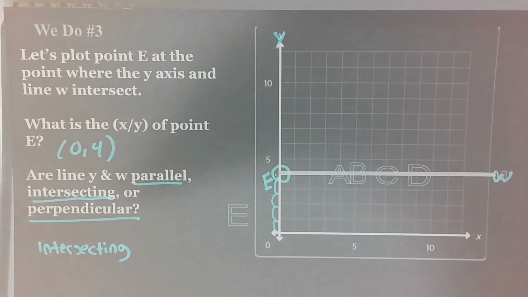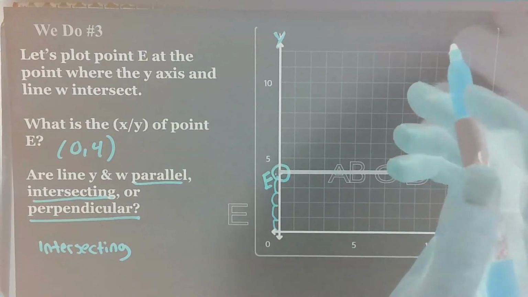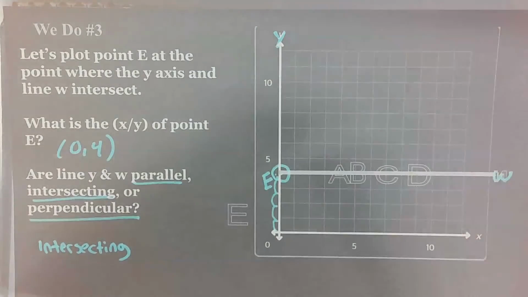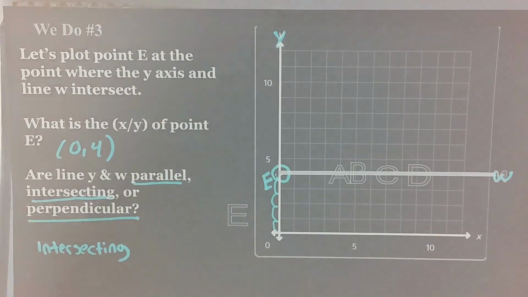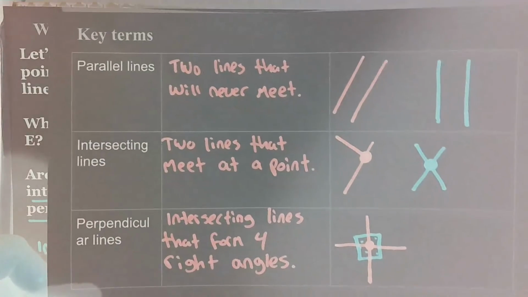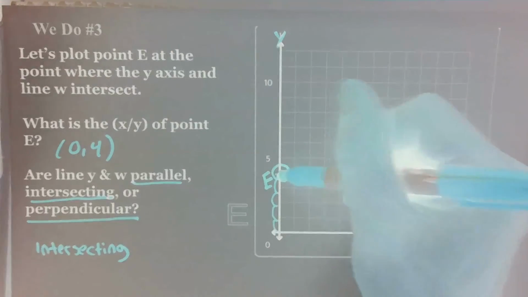These two lines are intersecting. Let's take this one at a time. We know they can't be parallel because they touch. Parallel lines can never meet. We know they're intersecting because they meet at a point. They meet at point E.